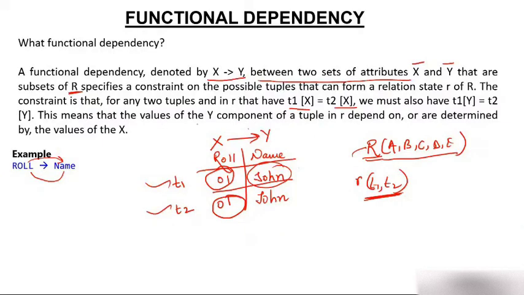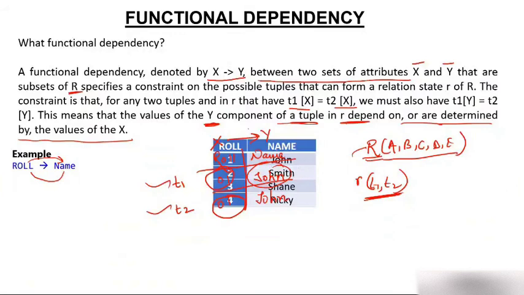This means that the value of the Y component of a tuple is dependent on, determined by, the value of X. Fine. So this is functional dependency. I've tried my level best to explain this definition. Fine, let's start. Let's see this table.